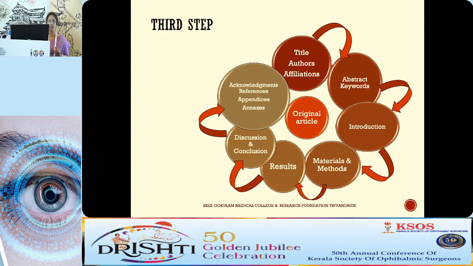Now, the third step is to write the article itself. In order to focus on your topic more clearly and to make it more appealing, original article writing can be divided into different parts, like 7 different parts. Those include the title, authors and affiliations, then abstract and keywords, introduction, materials and methods, then the results, discussion and conclusion, acknowledgements, references, appendices or annexes.